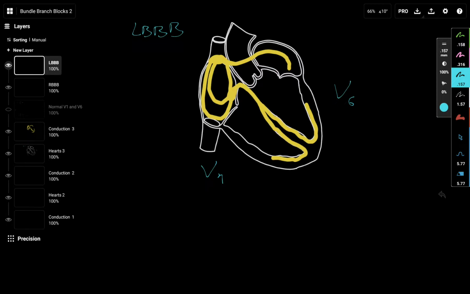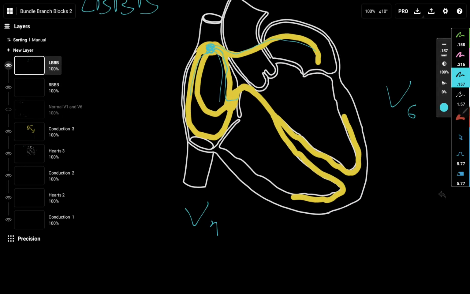So let's have a look where the difference is here. We have still my action potential. It starts at my SA node. It's going to travel through Bachmann's bundle, so my atria depolarize. The action potential travels down to my AV node, where there is going to be a small delay. Then it's going to travel down the bundle of His. And here I encounter a blockage in my left bundle branch.